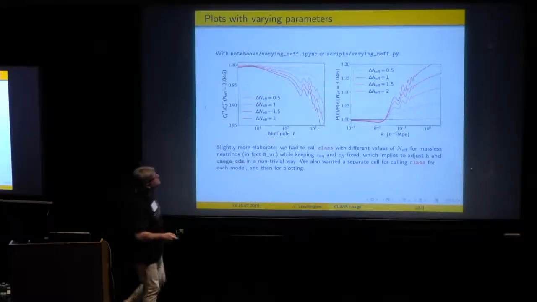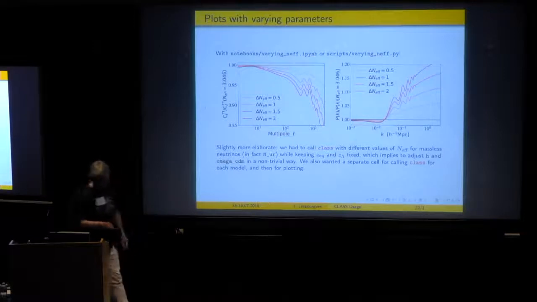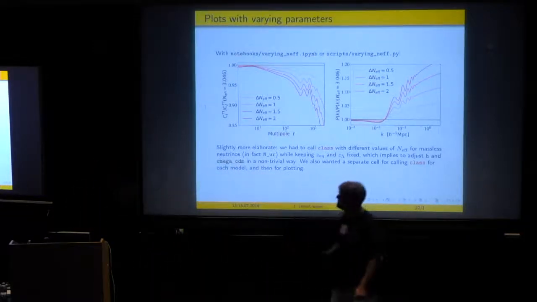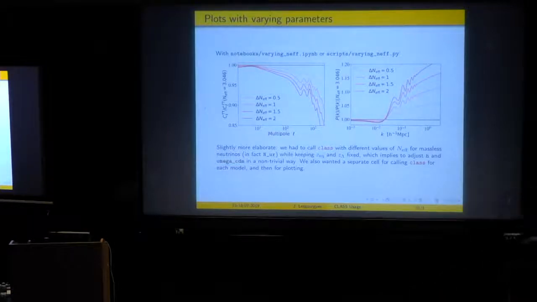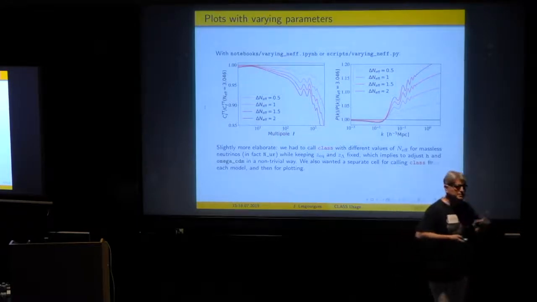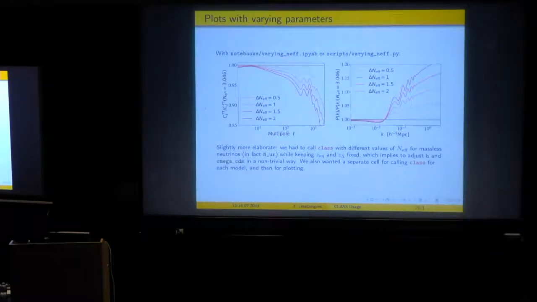Now, this is another script doing the same, but I thought that it was worth showing it because there is something which is a little bit more complicated. So now we show the effect on C_l^TT and on the matter power spectrum of varying this delta N_eff, which is the density of extra radiation on top of photons and neutrinos.